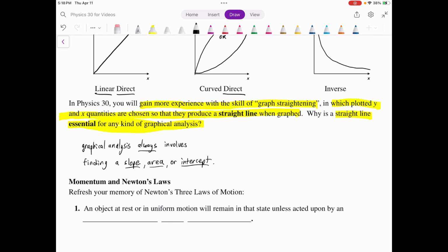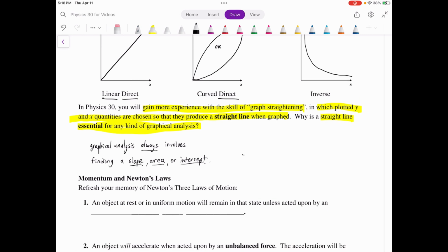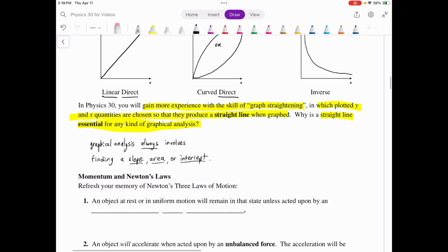And so we need a straight line because what is the slope of that? Well, that's not a great question because it has many different slopes. The slope there is very different than the slope here, for example. It's running and rising a very different amount there than it is there. And so we can't find the slope of that. Area, I mean, it does have an area, but how are you supposed to find it? We don't have a formula for the area of a shape like that. So without learning calculus, we need a straight line to be able to find slope, area, or intercept.